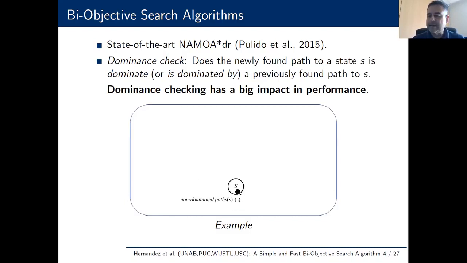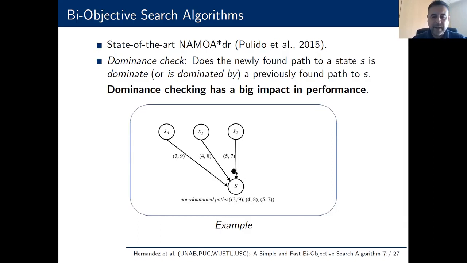Basically, here we have a state S. A new path arrived at S, or the search reached S with a path of cost 3, 9, and then a new path arrived that has cost 4, 8. To be sure that this path is not dominated, the algorithm needs to compare this solution with all previous solutions found. For instance, 4, 8 is not dominated by 3, 9. When 7, 5 arrives, we can see that 7, 5 is not dominated by 3, 9, and it's not dominated by 4, 8.